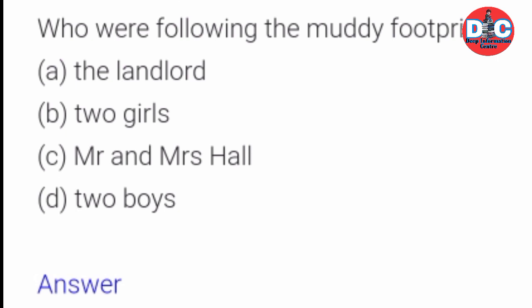Who were following the muddy footprints? Number A option, the landlord. Number B option, two girls. Number C option, Mr. and Mrs. Hall. And number D option, two boys. The correct answer is D option, two boys.